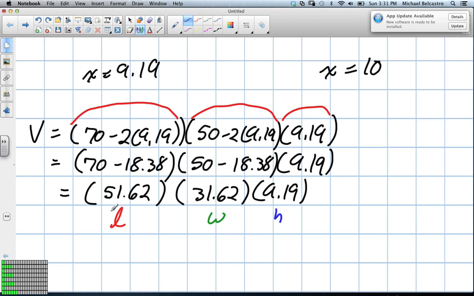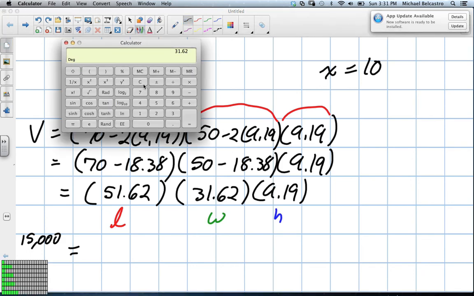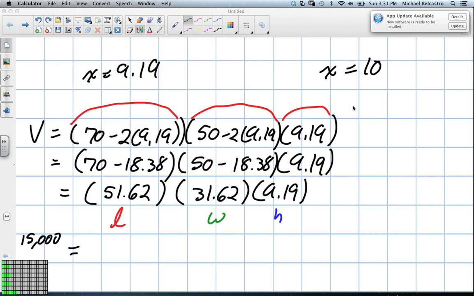Now let's check to make sure, because remember we changed the volume to 15,000, right? Let's make sure these values end up working. There was a bit of rounding involved, so we might be a centimeter or two off, but let's check it out. 51.62 times 31.62 times 9.19. Yeah, it's pretty much 15,000. Okay? So these measurements worked. That's one option. Our other option is 10, right? Because we deduced that 40 was no good.